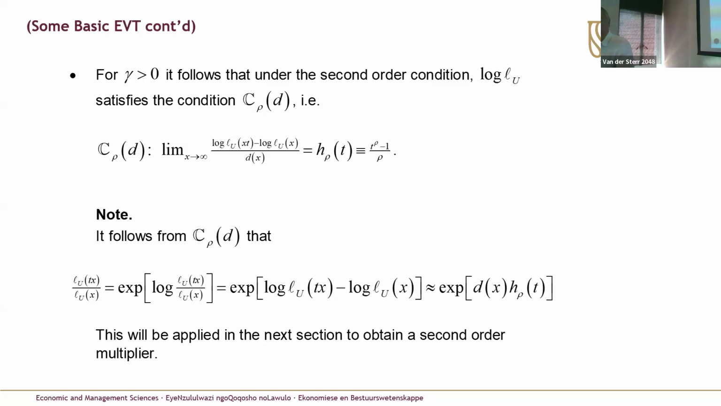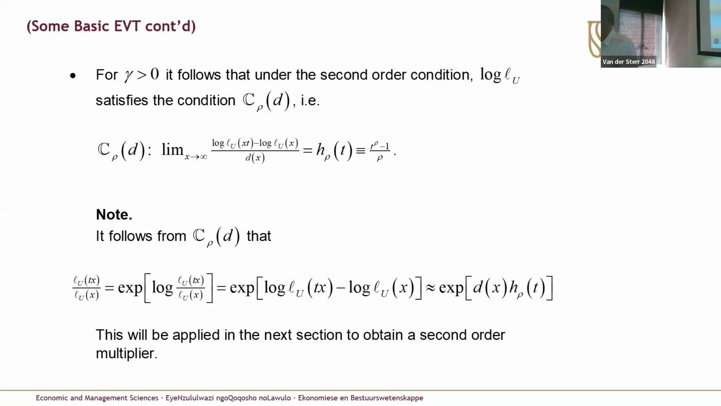Now, that log L U satisfies that simply says I can take log L U X T minus log L U X divided by this auxiliary function, and I'll end up again with this kind of thing. Now, what does that help us?